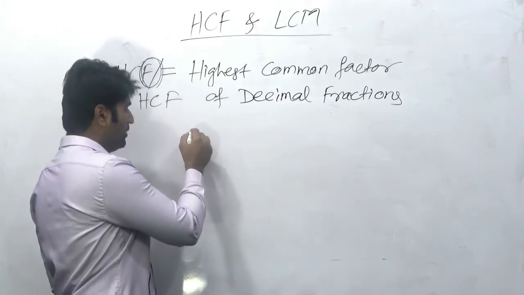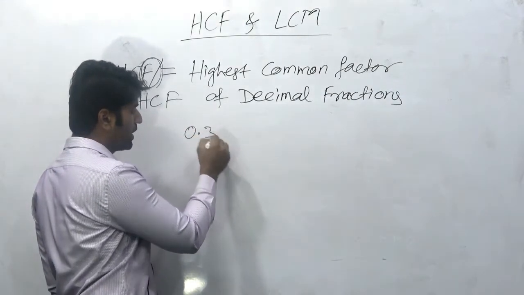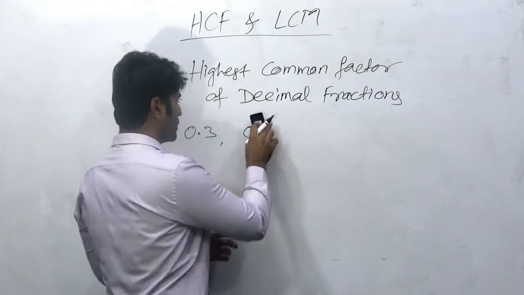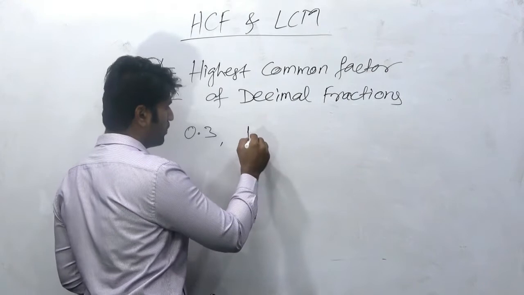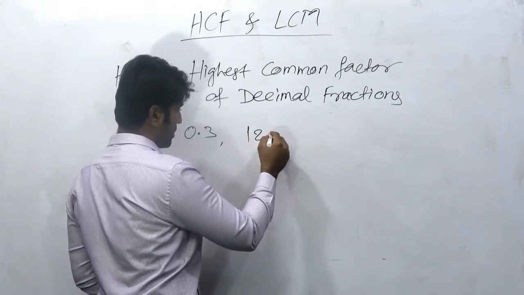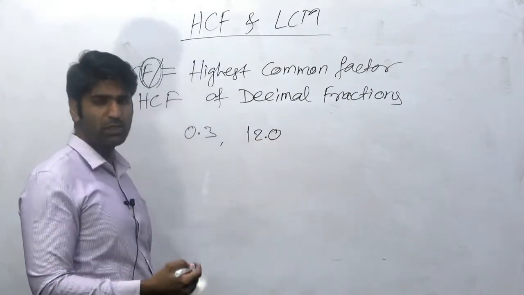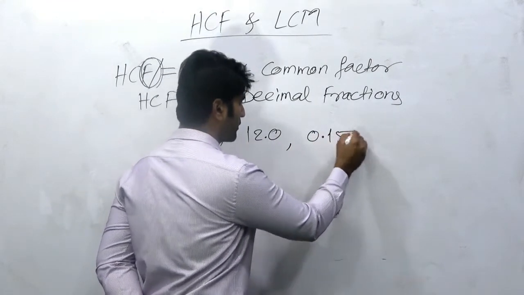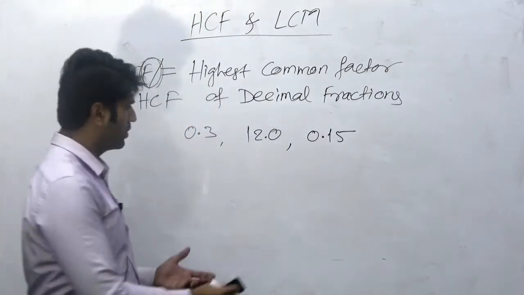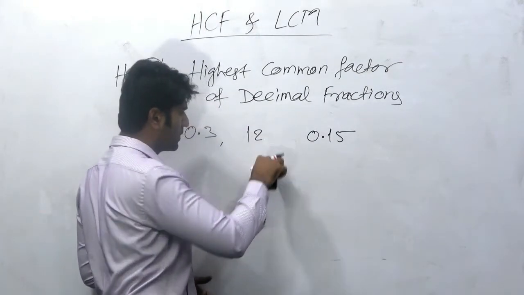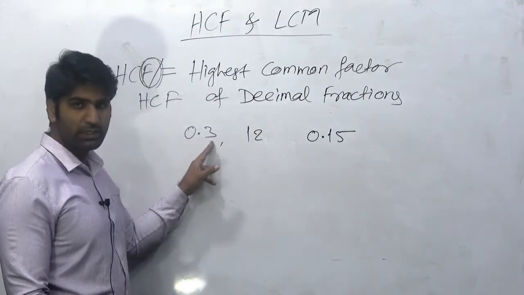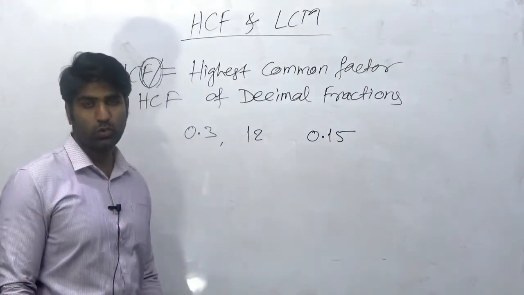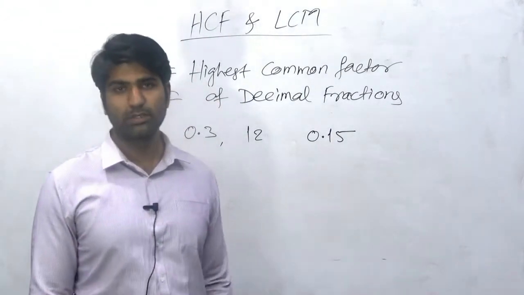Let's take another example. 0.3, 0.1, 12.0 means 12 only, and 0.15, or we can erase this 0. Now after the point there is one digit, after the point there are two digits, and there is no point. So what should be done in such examples?